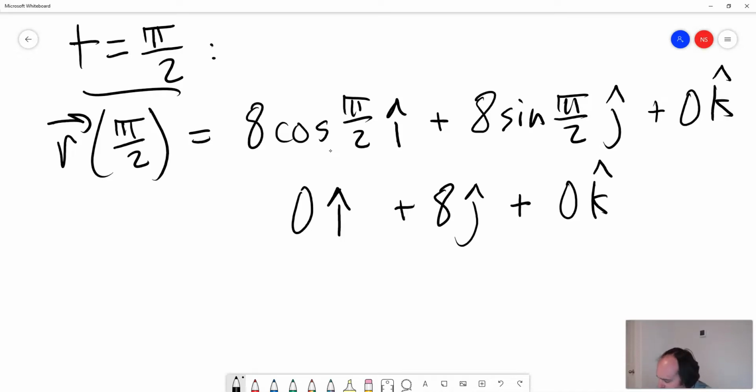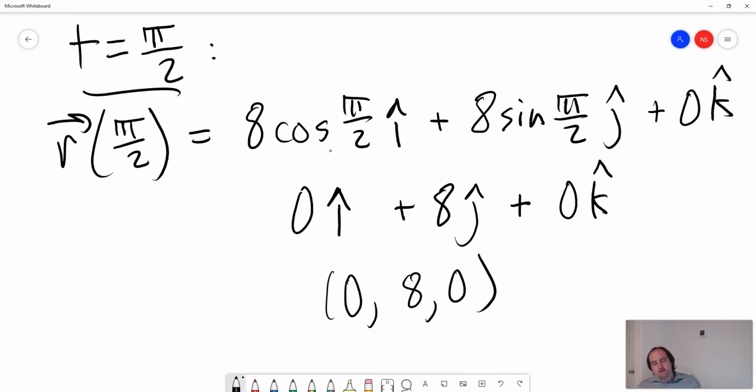So if we plot this point, 0, 8, 0, this is going to tell us where we are in our graph when t equals pi over 2. And that way we'll be able to see which direction we're going, whether we're going clockwise or counterclockwise.